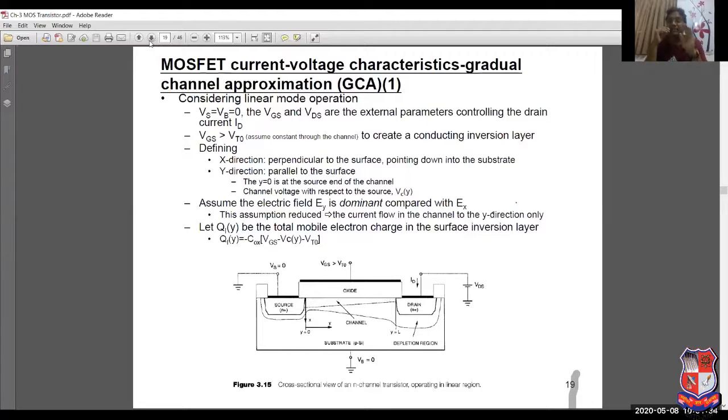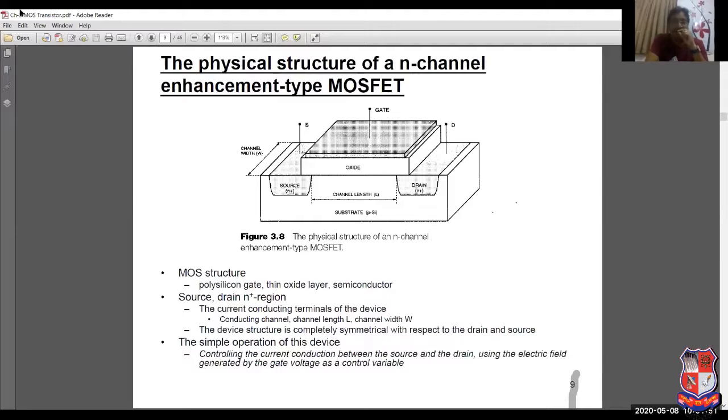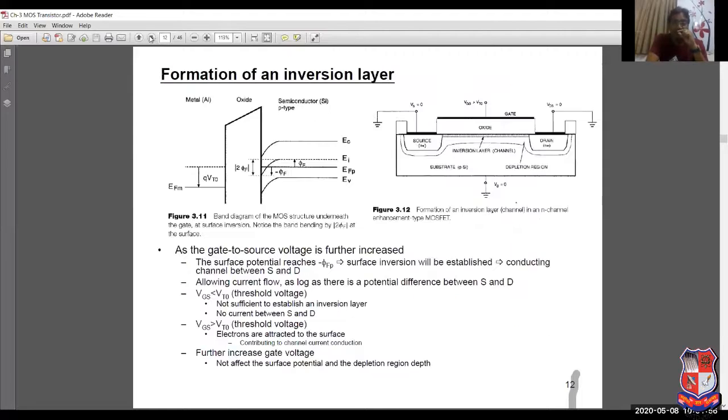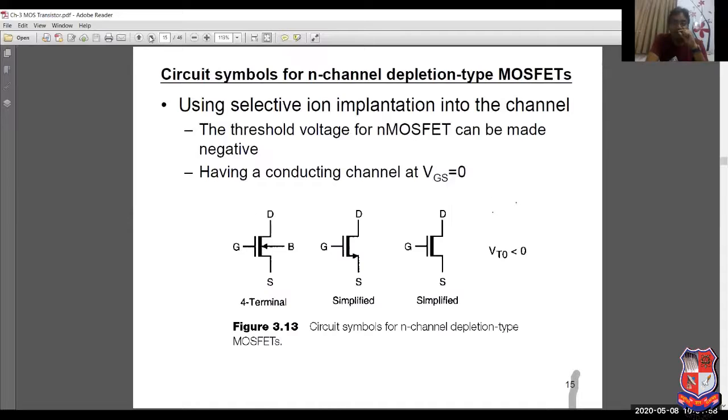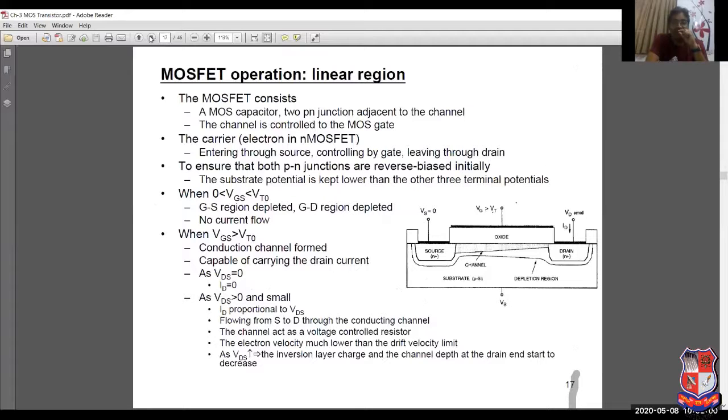The first condition is VGS should be greater than VT, and the second condition is VDS should be less than VGS minus VT. In this case, your MOSFET remains in the linear region and it acts like a variable voltage source. A slight amount of voltage increase will also cause an increase in ID, and it is acting like a voltage controlled resistor.